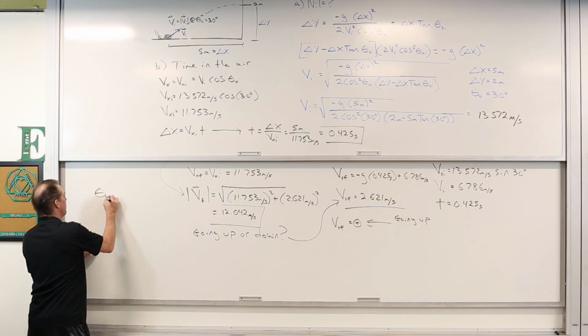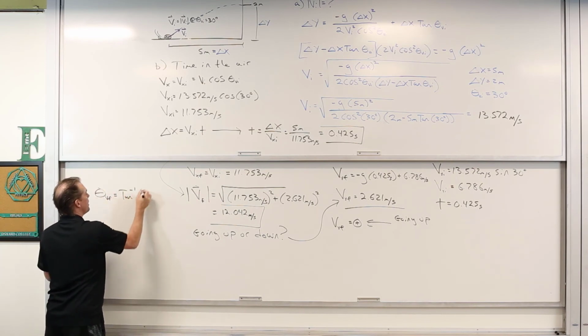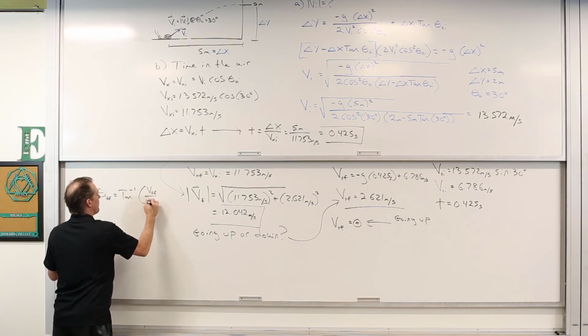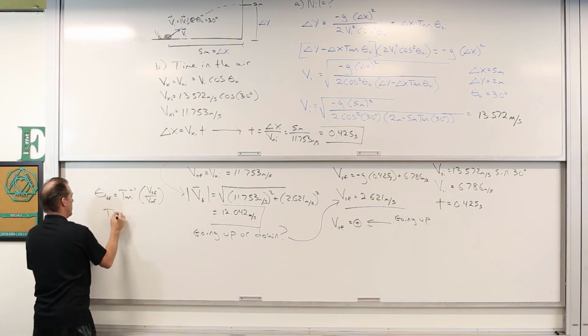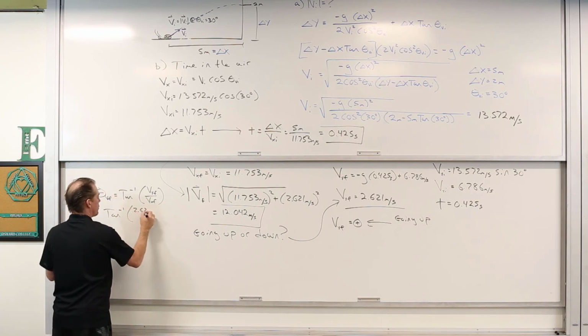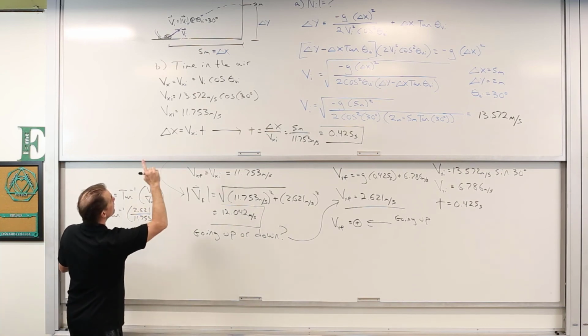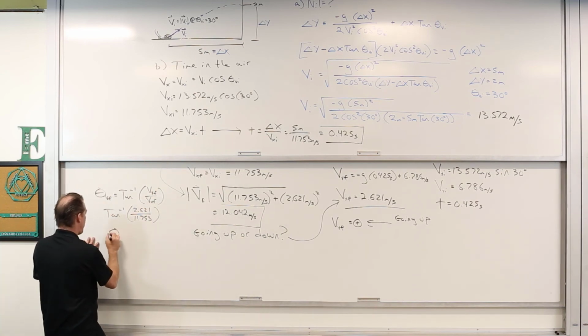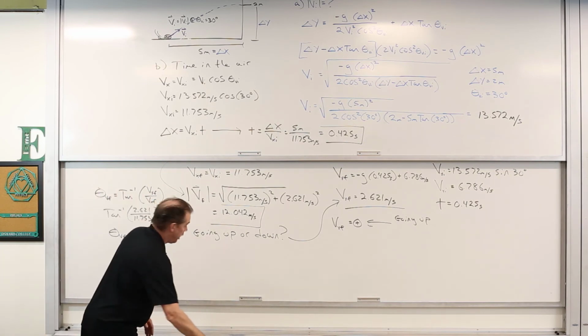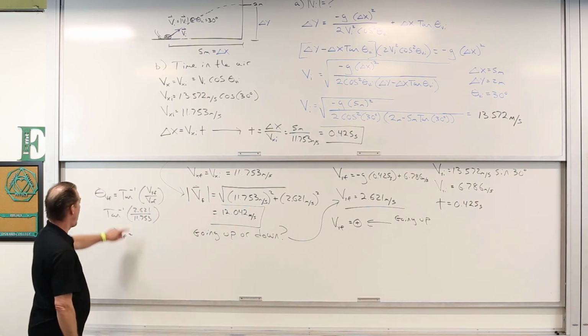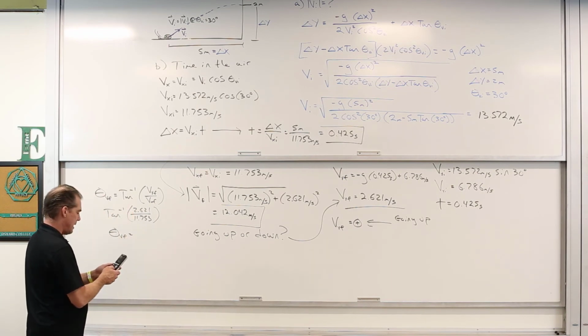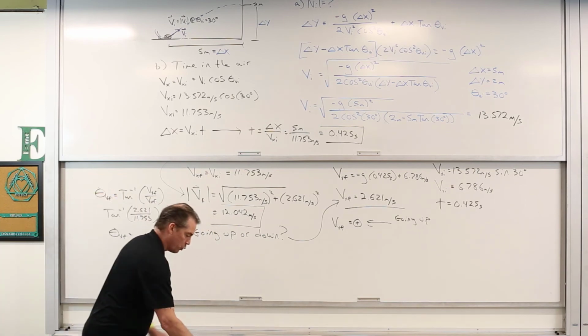So let's go ahead and get the angle. Theta v final is equal to the arctangent of Vy final divided by Vx final, which is the arctangent of 2.621 divided by 11.753. It better be positive, but it looks like it's going to be pretty shallow because this is small compared to that. That gives 12.572 degrees.